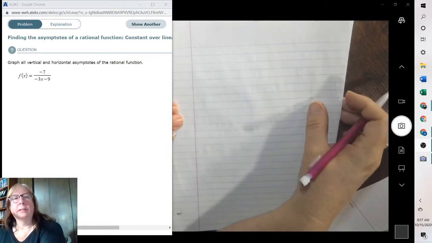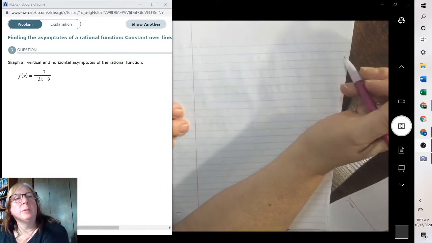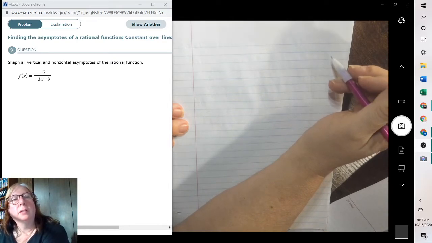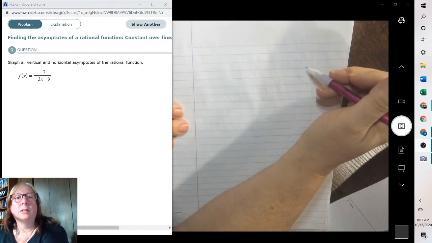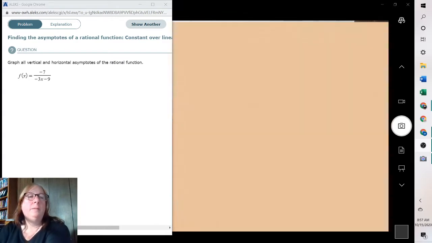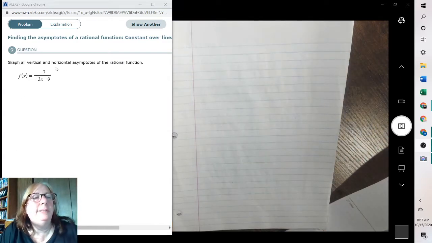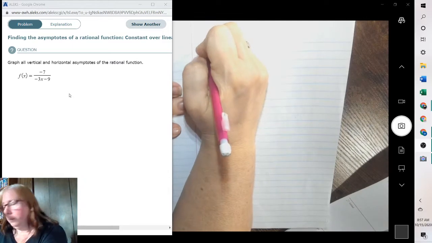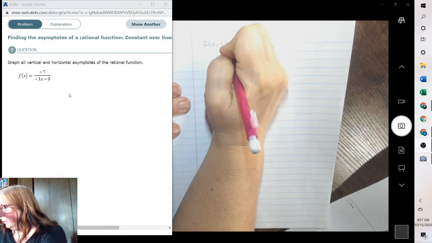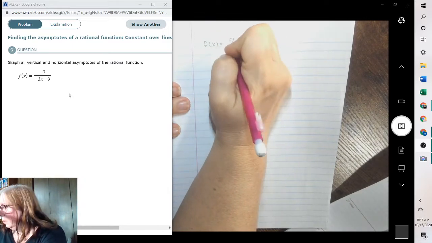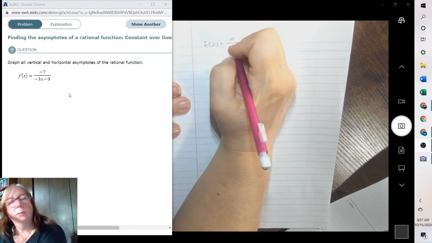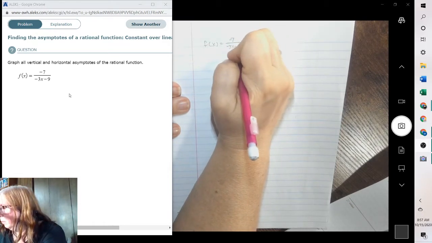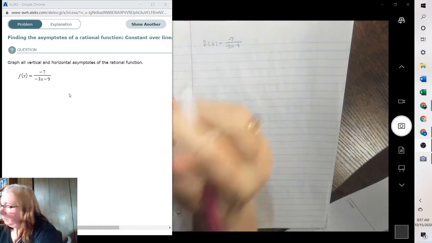Hello. So in this section, we're finding the asymptotes of rational functions. In this one, there's a constant over the linear function. So all of them will be set up like this, which means that the horizontal asymptotes are all going to be the same. But if we look at the function, f of x equals 7 over 3x minus 9. Vertical asymptote.